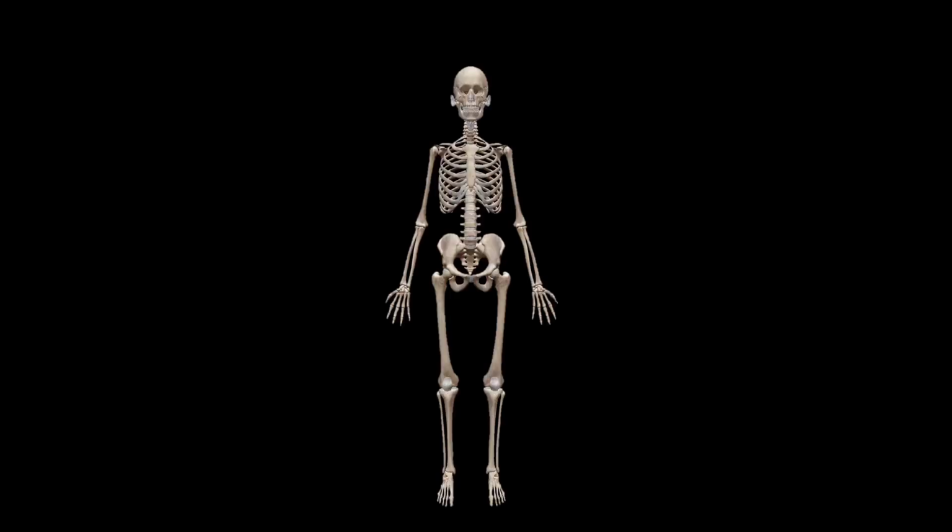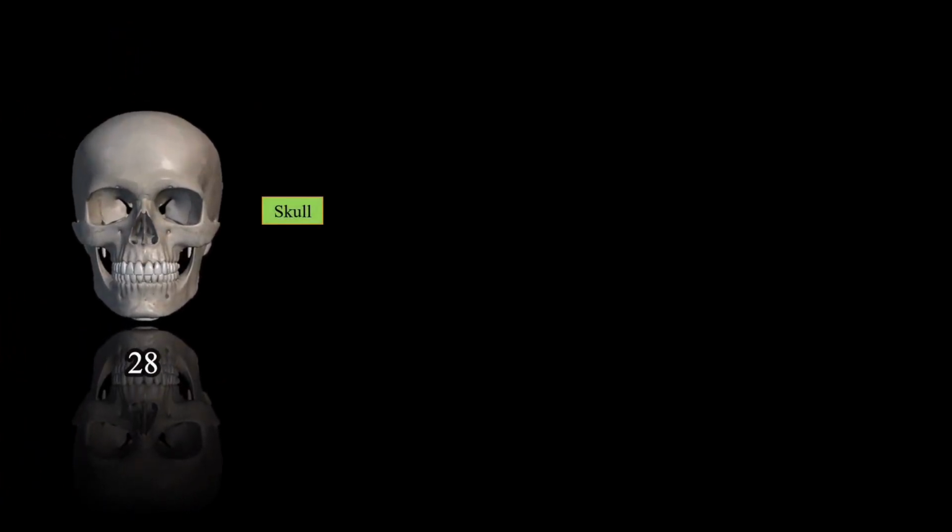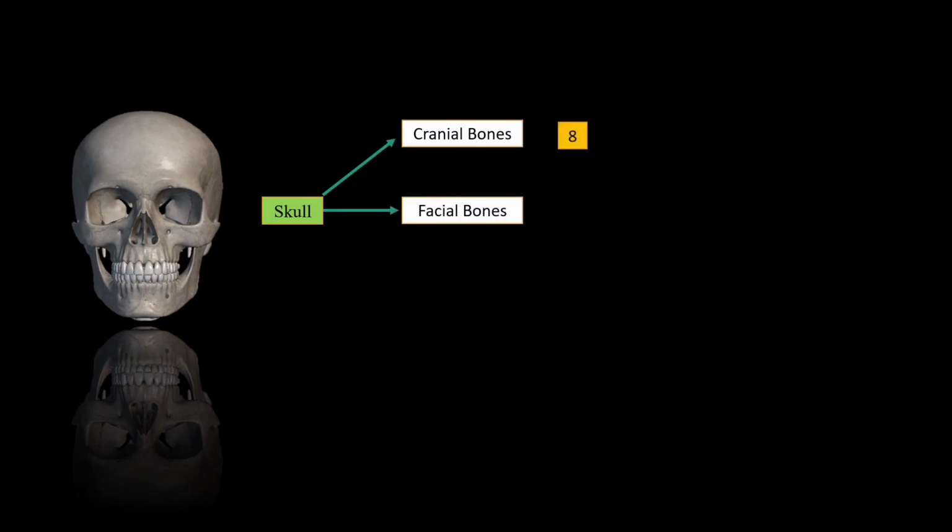So let's start with axial skeleton, which forms our axis or mid part of the body. These bones include skull, hyoid bone, vertebrae, ribs, and sternum. So first let's come to skull. Skull bones form our head and protect our brain. There are a total of 28 skull bones, which are classified as 8 cranial bones, 14 facial bones, and 6 auditory bones.